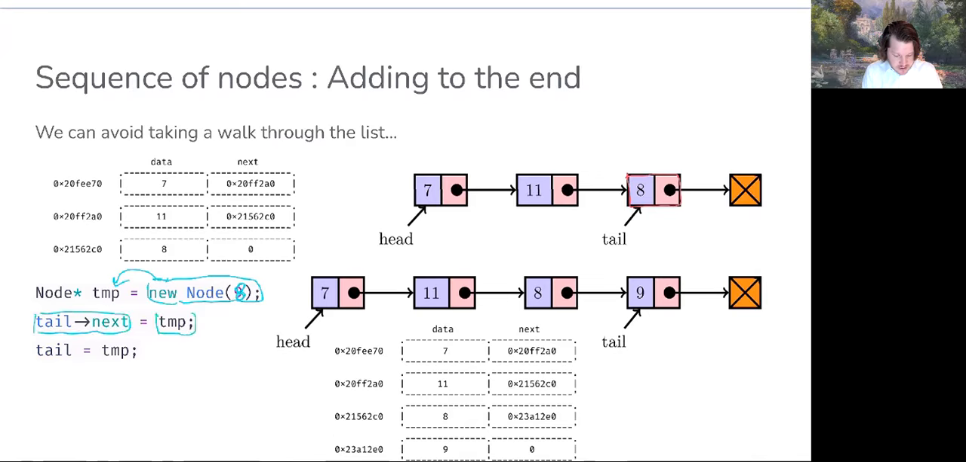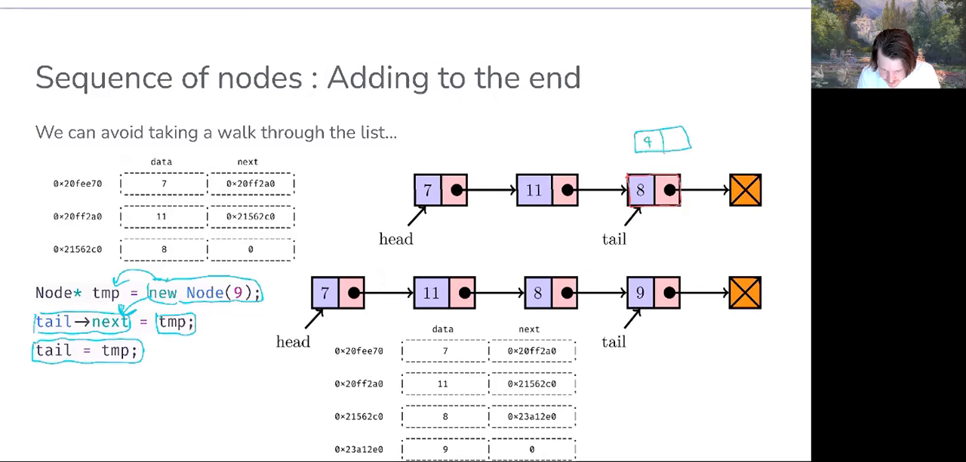You're pointing to the address stored in temp, which is the address of that new node. And then we're going to say that tail is equal to temp. So how this looks is we have this new node. Oh, I guess it was 9, my bad. Continuing on from the last one, I'm sorry.